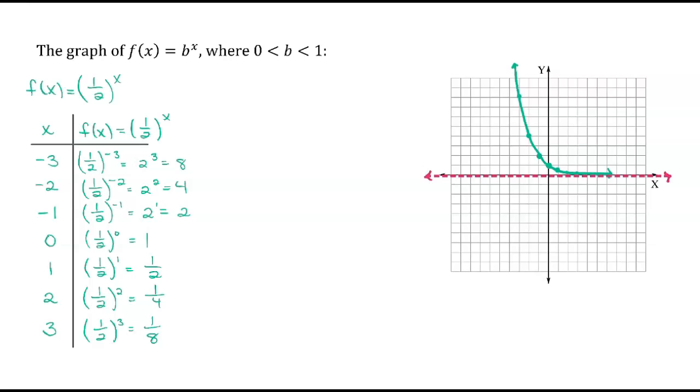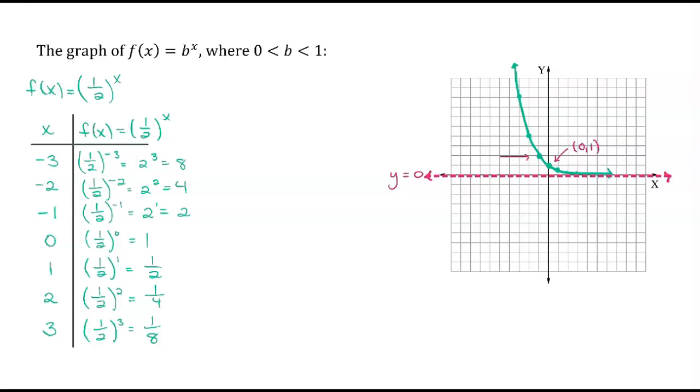But there are also a lot of similarities. We still have a horizontal asymptote of y equals 0. We also still have a y-intercept of (0, 1). And the other 2 points that we noted before are also the same.